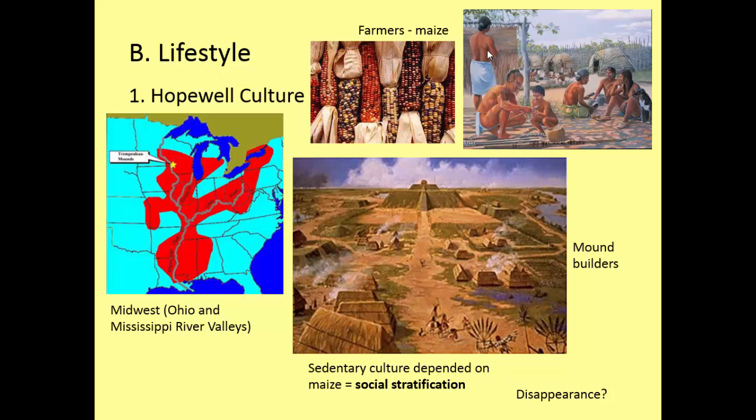Perhaps it was a drought which made resources scarce. Perhaps there was lots of internal warfare. Maybe there was a natural disaster. We don't know. Maybe it was a combination of all of these things, but it will go away.